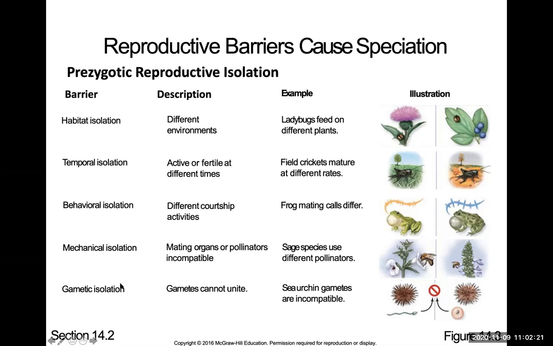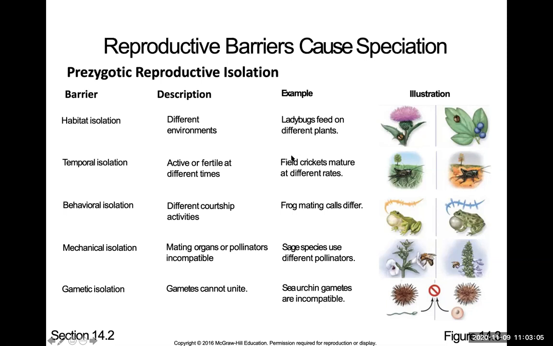Then there's gametic isolation. Some animals release their eggs and sperm in water. And there are some chemicals found on the egg surface or the sperm surface. If they don't recognize those chemicals, they're not the same, and they're not going to mate. So the egg rejects the sperm or the other way around. Sea urchin gametes are incompatible because there are different chemicals found in each. So that's gametic isolation. All these isolations are examples of prezygotic reproductive isolation.